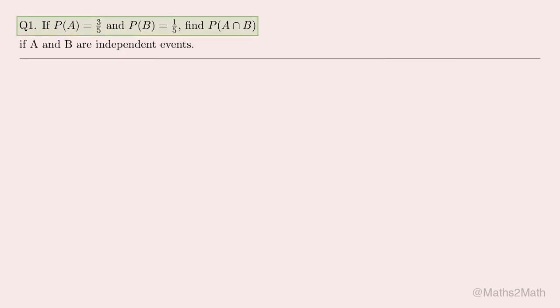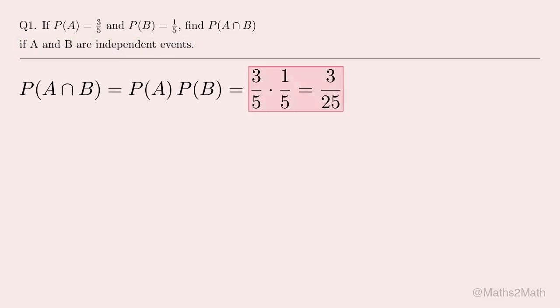Question 1 of exercise 13.2. Independence in its simplest use. For independent events, the intersection is the product. 3/5 times 1/5 is 3/25.